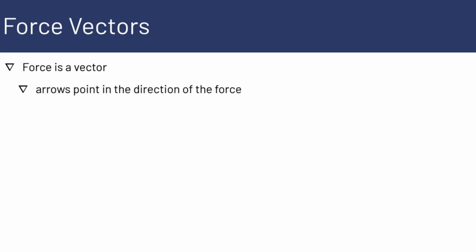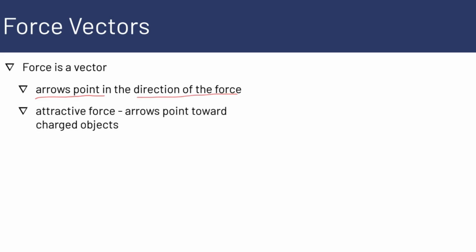All right, so remember that force is a vector, which means that it has direction. So when you draw a force vector, you're going to have arrows which point in the direction of the force. So for an attractive force, when you have objects where one has a positive charge and the other has a negative charge, the arrows are going to point towards the charged objects.